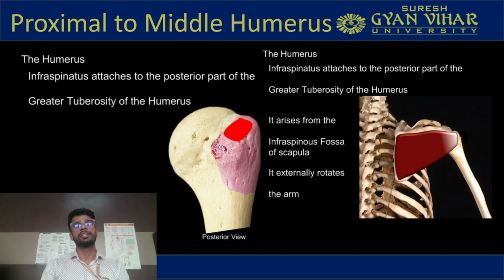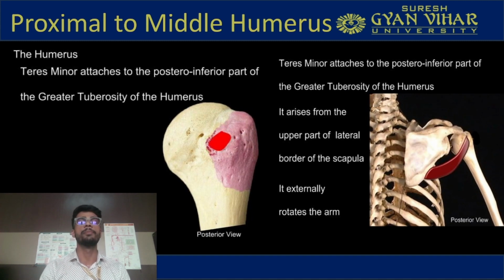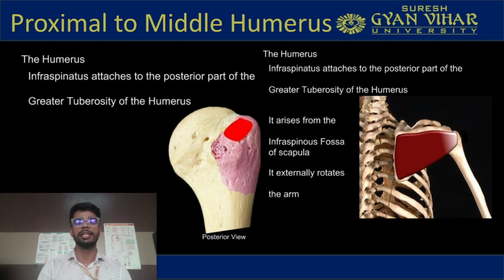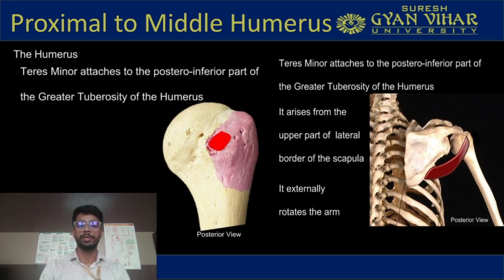Then this is the infraspinatus muscle. Your infraspinatus muscle originates from the infraspinatus fossa, and it gets inserted on the middle impression of the greater tuberosity, and its function is to externally rotate the arm. And there is the teres minor muscle which attaches on the posterior inferior part of the greater tuberosity of the humerus, and its function is also external rotation, like the infraspinatus muscle. The supraspinatus is on the uppermost impression, the infraspinatus on the middle impression, and the teres minor on the lower impression, functioning as an external rotator.